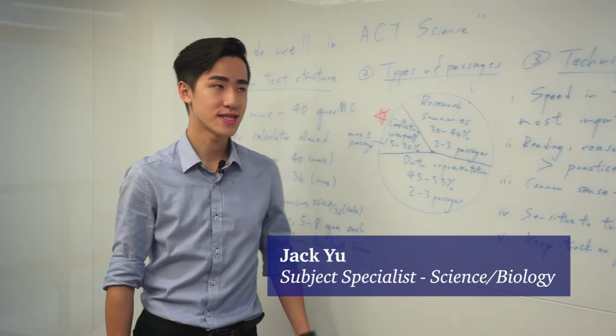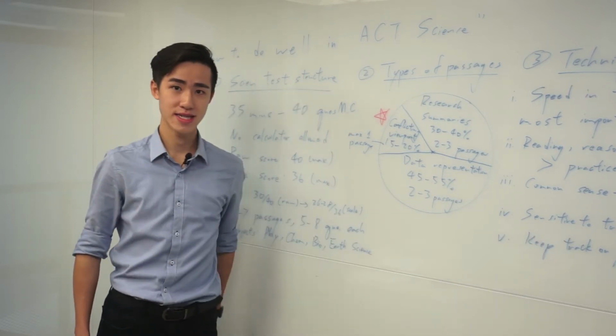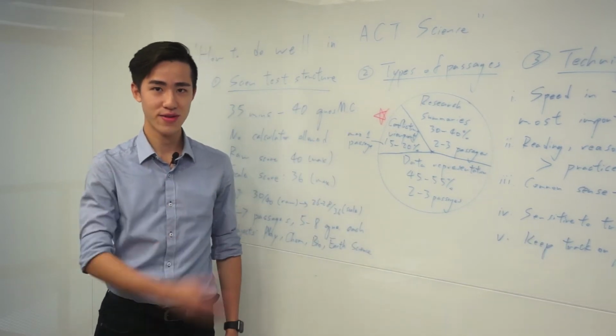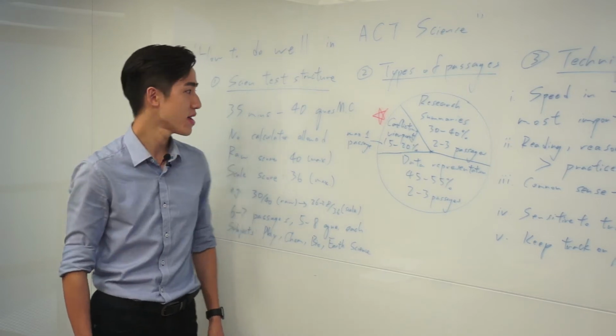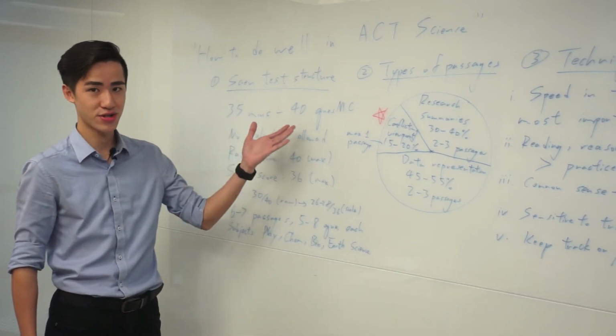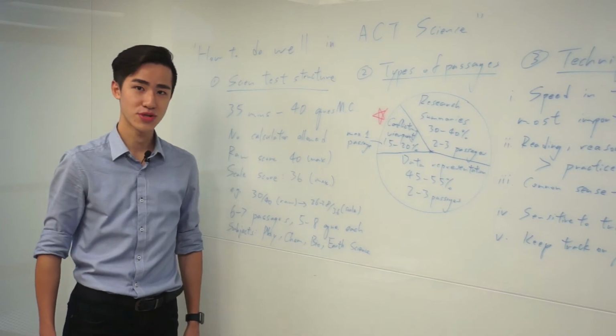Today our topic is how to do well in ACT Science. So first, let's have a look at the ACT Science test structure. We have 35 minutes for 40 questions, and all the questions are multiple choice.